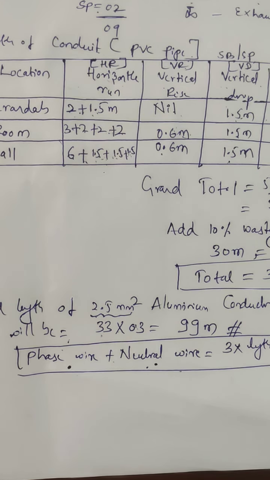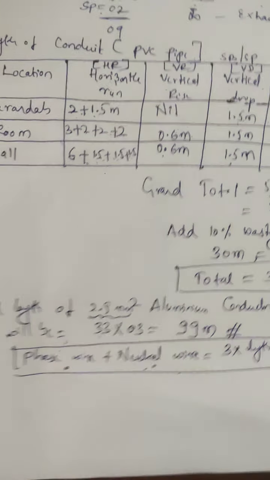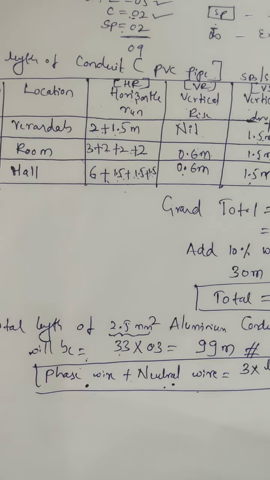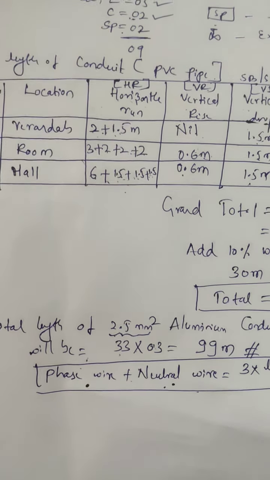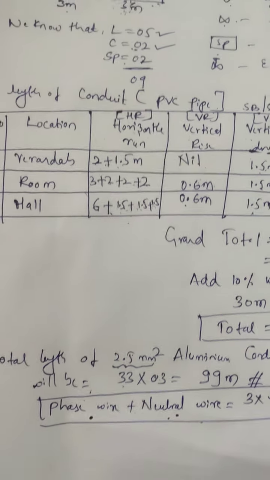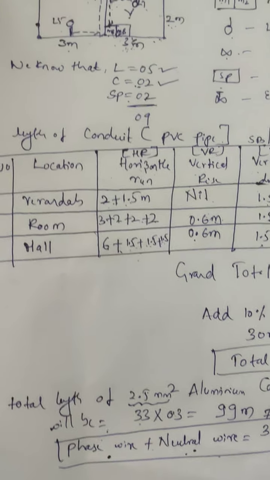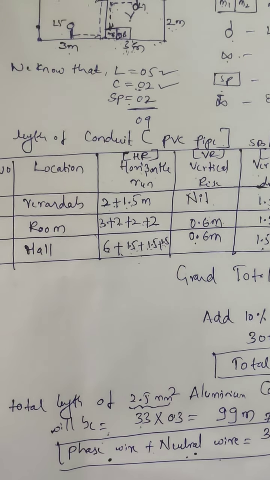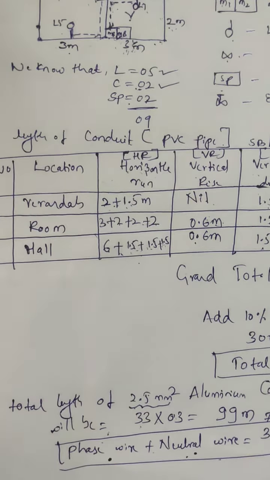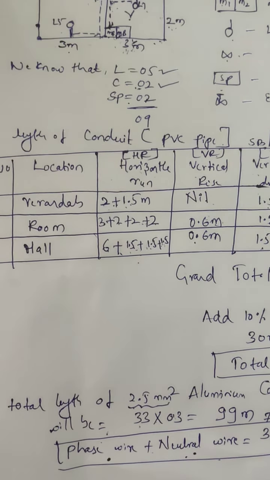So in this lecture we have understood how to draw the wiring plan circuit, how to do the current calculation, how to select the size of the cable, and also how to calculate the length of conduit and cable. In the next lecture I will discuss the heating circuit also. Just watch this video 2 to 3 times so you can understand all the details. I will share these notes in the Google Classroom, so refer to it.